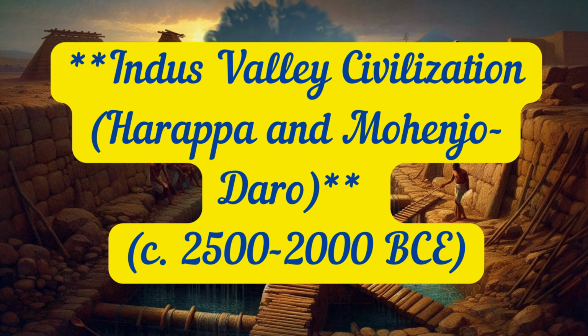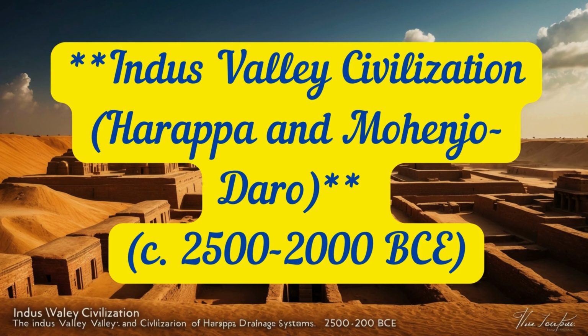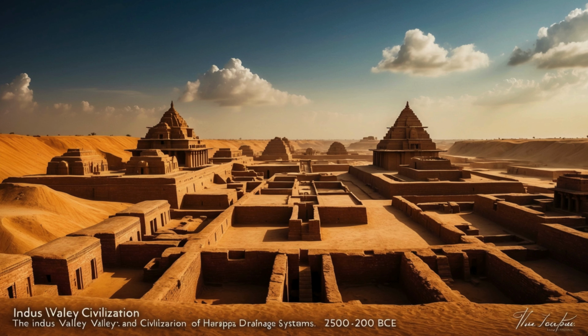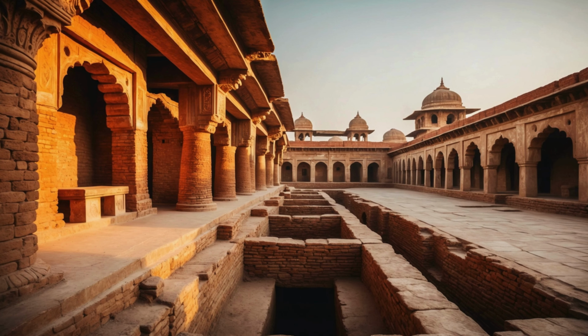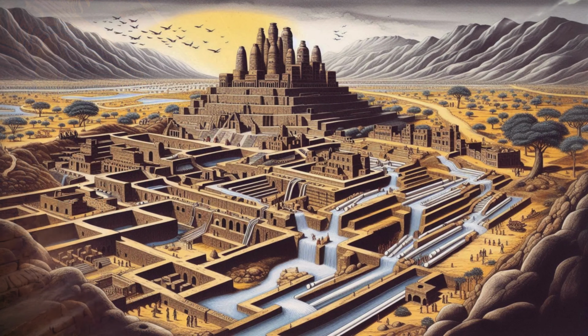Indus Valley Civilization. Harappa and Mohenjo-daro. Circa 2500 to 2000 BC. One of the earliest and most well-organized sewerage systems was developed in the Indus Valley Civilization, in the ancient cities of Harappa and Mohenjo-daro in modern-day Pakistan.